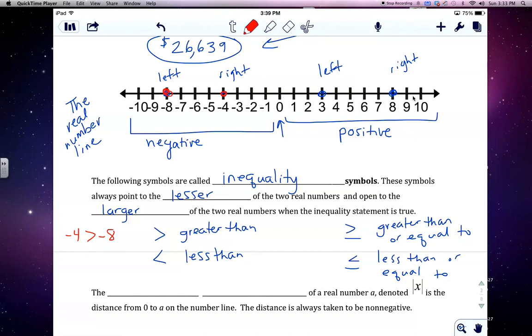You could also say negative 8 is less than 8, or 8 is greater than 3. And then when we use these symbols here, you could say 3 is greater than or equal to 3, or 3 is less than or equal to 3. Those are some cases we can use those. Now, again, if you're trying to put an inequality symbol in between two numbers, you want to make sure that the statement is true. You want to make sure that you have the inequality symbol open up to the larger number and always pointing to the smaller number.